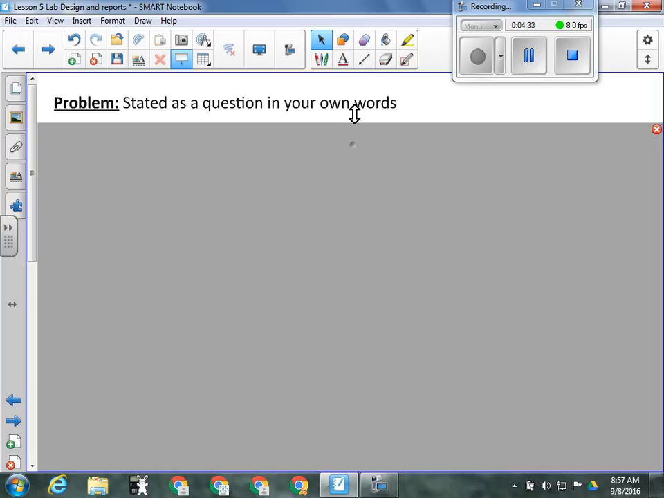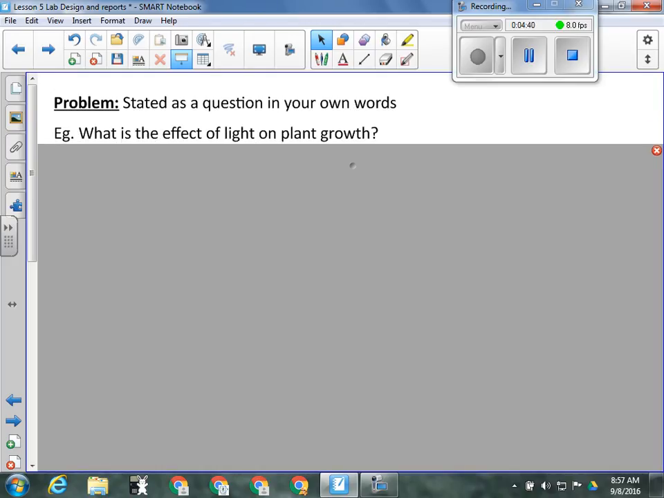An example, and this is the example we'll use all through this, is what's the effect of light on plant growth? If that's the problem I'm investigating, that's how I would write it. What is the effect of light on plant growth? Obviously that's pretty simplistic, but it's an example, it's supposed to be. Question?